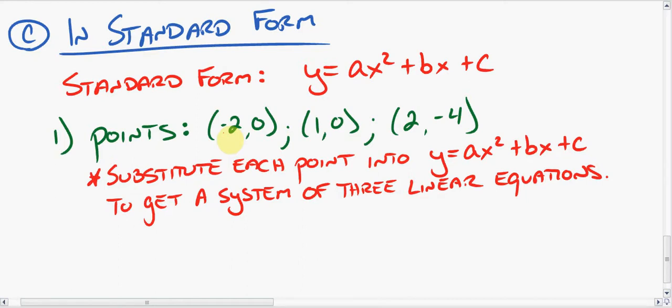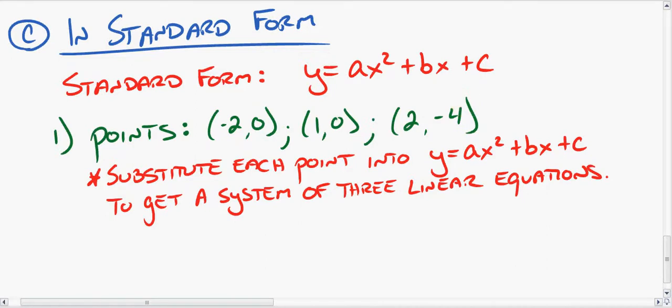This is section 4.10, part 3, where we're going to write a quadratic function in standard form. So a reminder, standard form is y equals ax squared plus bx plus c. So we can see our first problem, and it looks like we're given 3 points. We're given the points (-2, 0), (1, 0), and (2, -4).